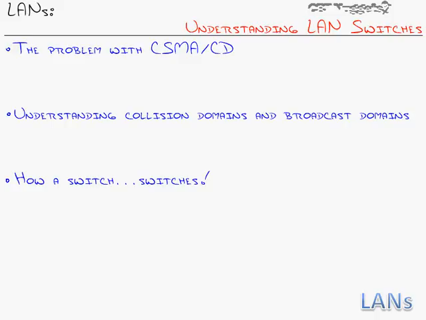We'll start off by looking at the problem of CSMA/CD. That's Carrier Sense Multiple Access Collision Detection. We talked about that in the previous video. So if you don't remember what that is, you might just glance back at the previous video before we get into the LAN switching world.